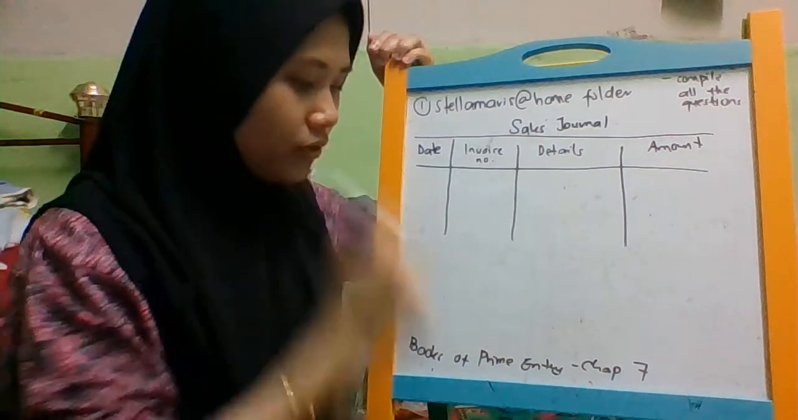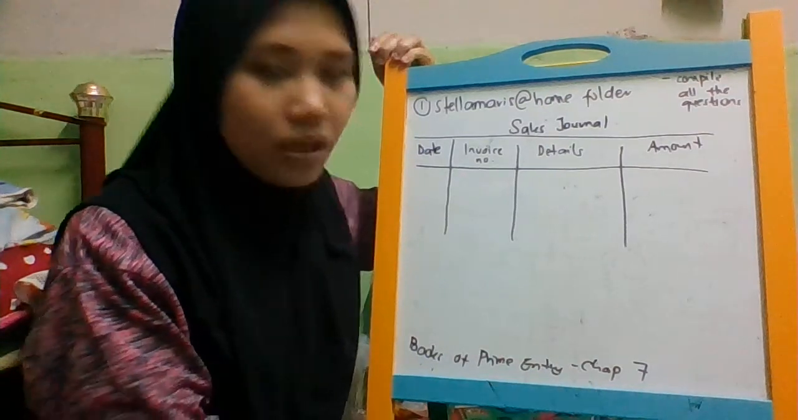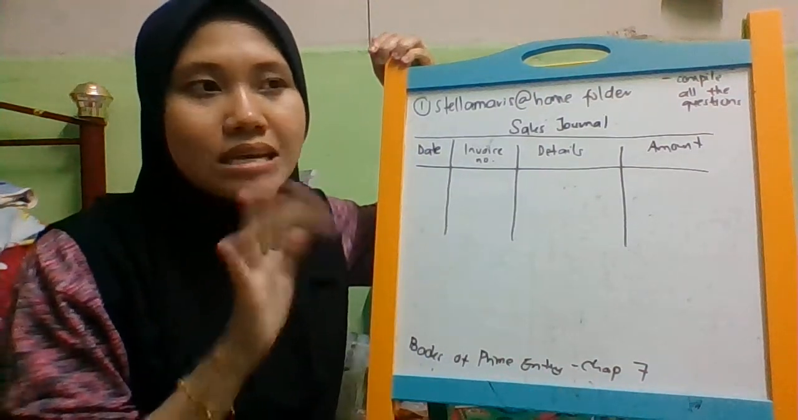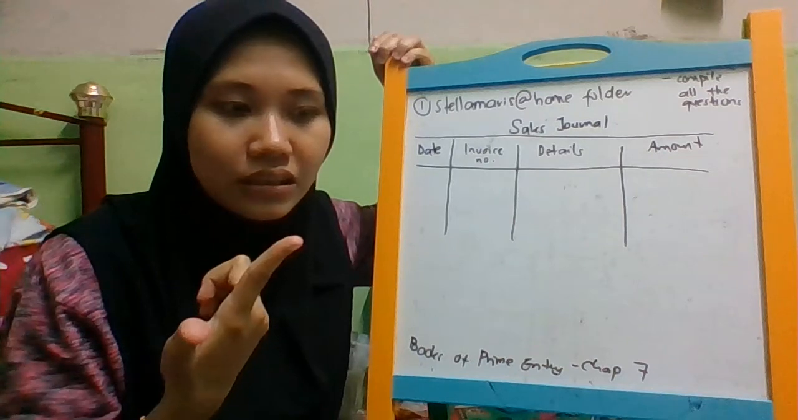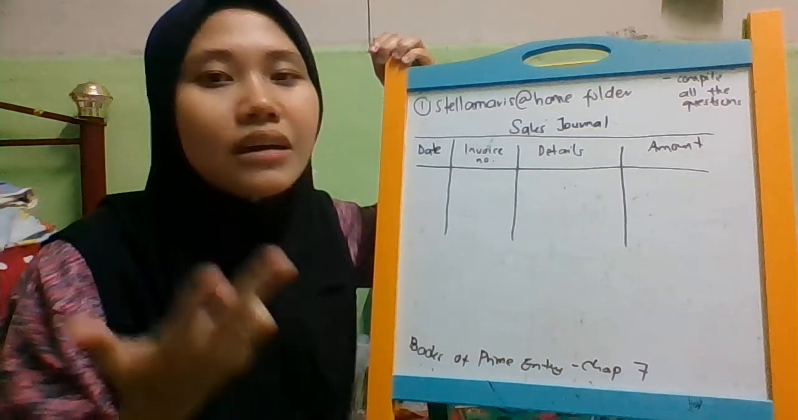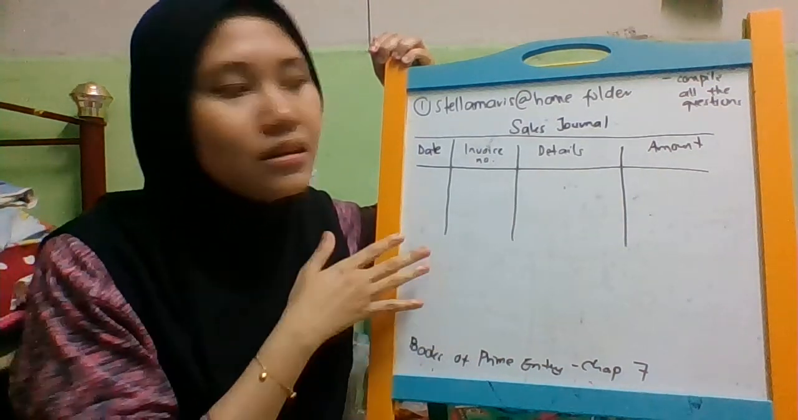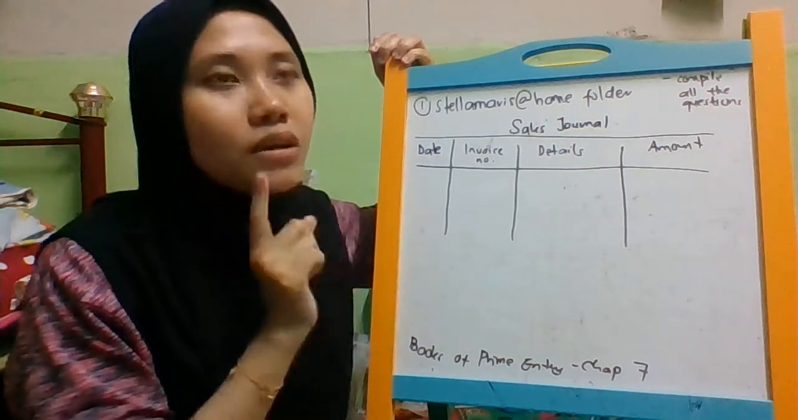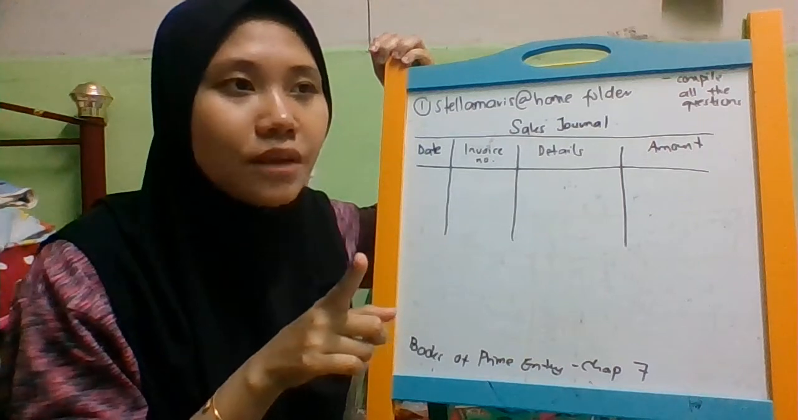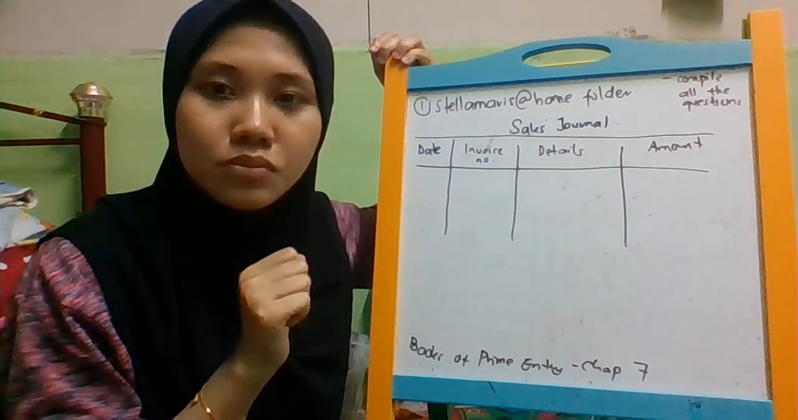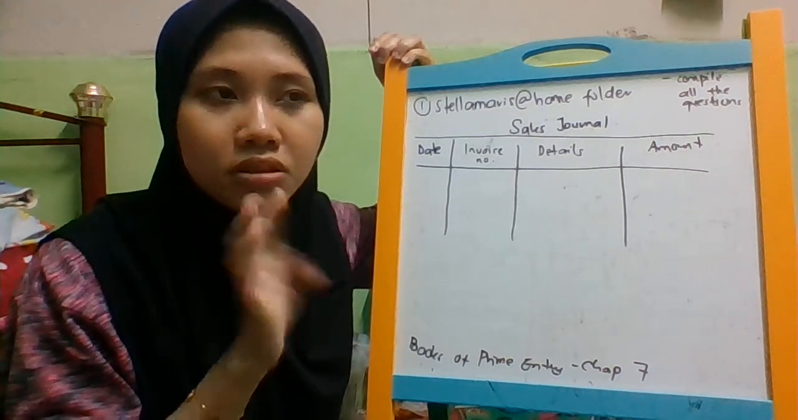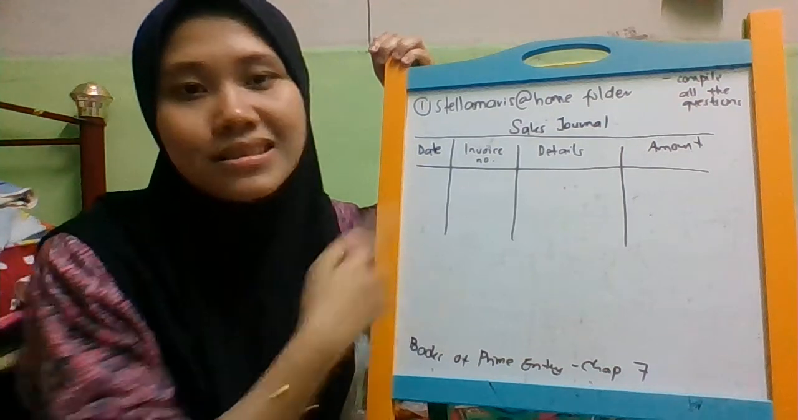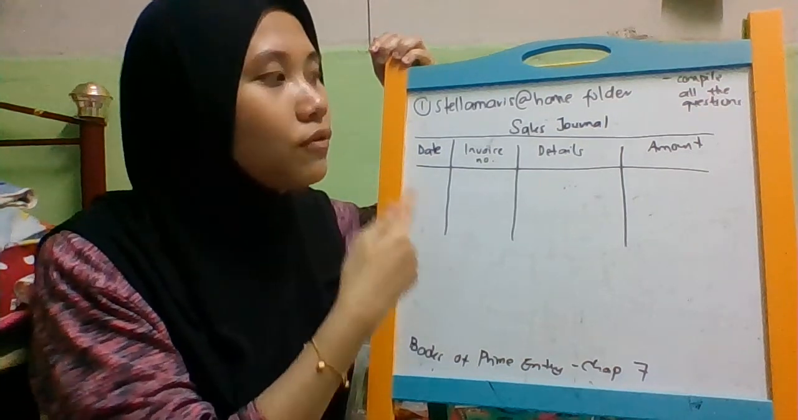For Book of Prime Entry, chapter 7, normally we have 4 things altogether: sales journal, sales return journal, purchase journal, and also purchase return journal. This is a simple topic as well, aside from chapter 6. Before this, in chapter 2, we already learned about cash book, and in chapter 4, 3 column cash book and 2 column cash book. This is just a continuation from chapters 2, 4, and 7.